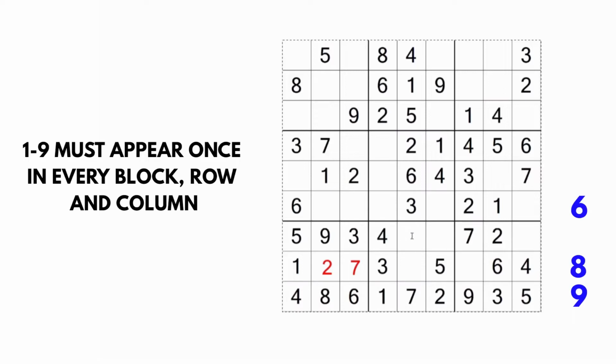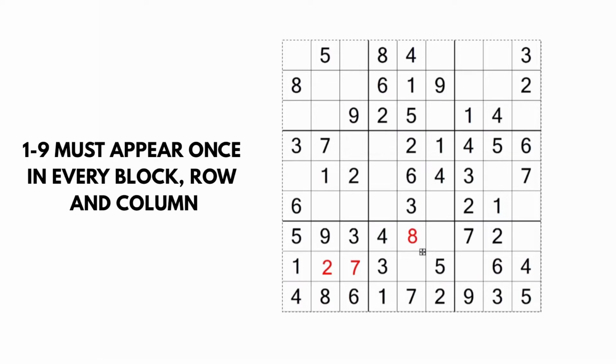So let's start with this cell here. If we look at this column, we can see a 6 already. So this number here has to be either an 8 or a 9. And if we look at this row here, we can see a 9. That means that this can only be an 8.